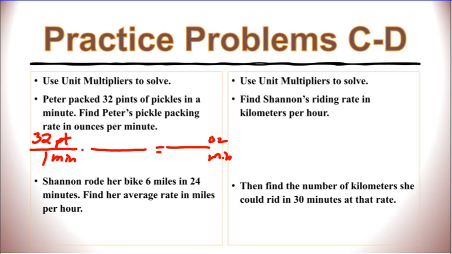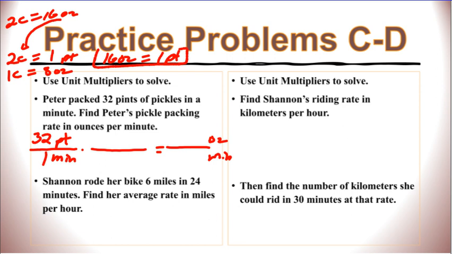So I know that there are 2 cups. 2 cups equals 1 pint. And I know that 1 cup equals 8 ounces. So if 1 cup is 8 ounces, 2 cups would be 16 ounces. So 2 cups equals 16 ounces. That means I can put in 16 ounces for 2 cups. So 16 ounces equals 1 pint. This is the unit multiplier I'm going to be using.